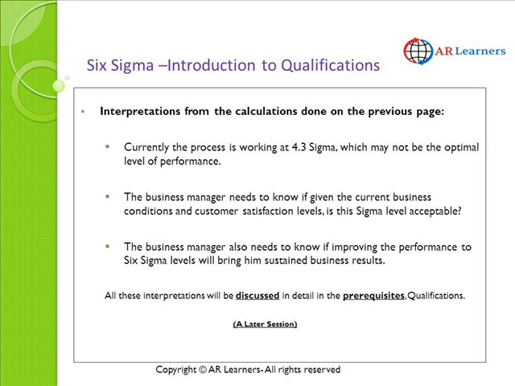Interpretations from the calculations done on the previous page. Currently the process is working at 4.3 Sigma, which may not be the optimal level of performance. The business manager needs to know if, given the current business conditions and customer satisfaction levels, this Sigma level is acceptable. The business manager also needs to know if improving the performance to Six Sigma levels will bring sustained business results.